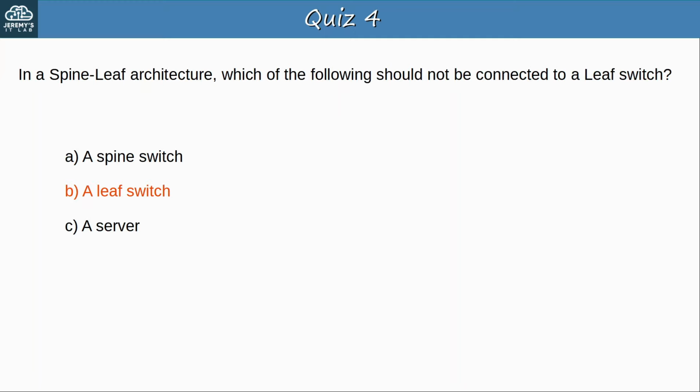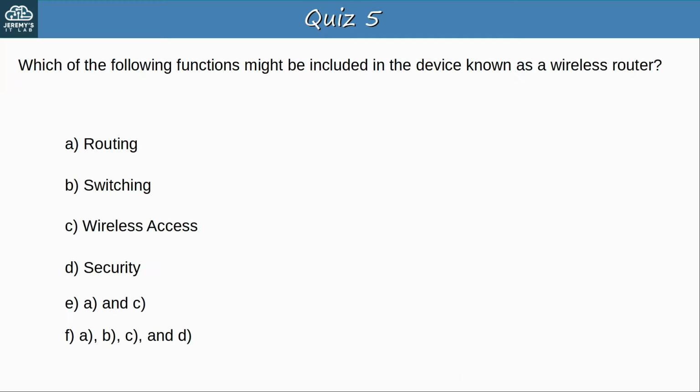Okay, let's go to question 5. Which of the following functions might be included in the device known as a wireless router? Pause the video now to select the best answer. Okay, the answer is F. A wireless router, also known as a home router, is a multi-purpose network device that can provide routing, switching, wireless access, security features, etc. for a small network. This kind of device is often used in SOHO, small office home office networks.